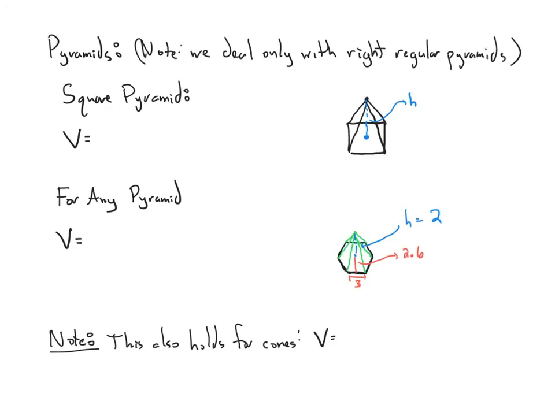Now we can start talking about pyramids. And again, just a reminder, we're only dealing with these right regular pyramids, where the base is indeed a regular polygon, so all sides and angles are congruent, and it's a right pyramid, which means that the center of the polygon is right above the tip of your pyramid. Okay.